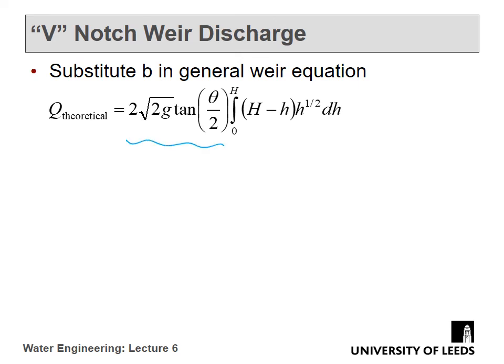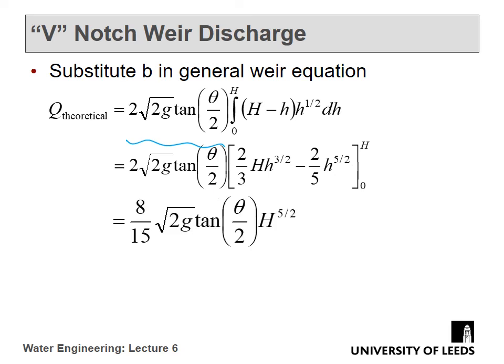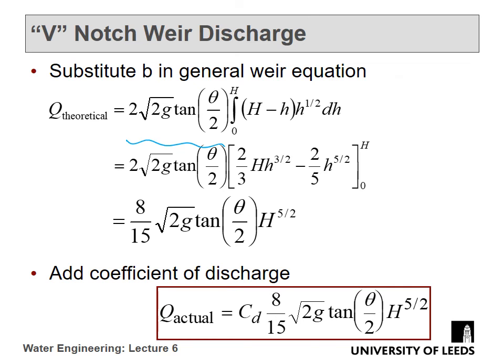I've put the constants out to the left of the integration, and to the right we've got the h values. Integrate that, and we get 8/15 root 2g tan θ/2 h to the 5/2 this time, instead of 3/2. Multiply by a coefficient of discharge CD, and we get this expression for flow over a V-notch weir. You again don't need to know how to derive this equation, but understand where it has come from and know how to use it.